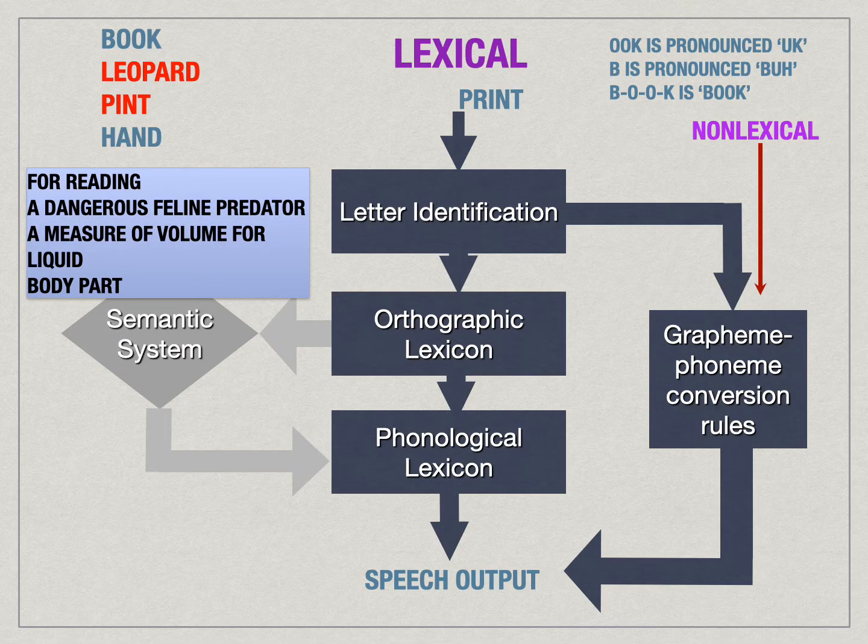But now something interesting happens. Can you see that the rules, O-O-K, ook, using this non-lexical route, will produce the correct pronunciation, not just for vuk, but book. So technically, if you damage this route, you can read book via this rule-based system, and you'll get the right answer. The patient will say, that says book. That clear?